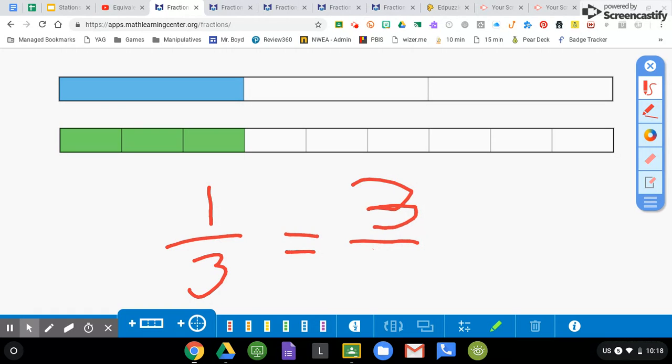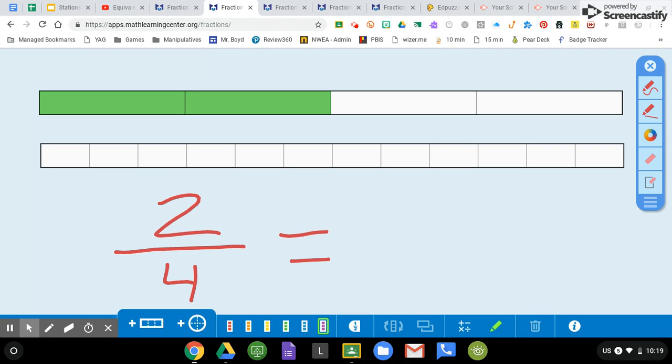Well, my denominator is the total number of pieces. So I already have 3 shaded, and then you add 4, 5, 6, 7, 8, 9 total pieces altogether on my bottom fraction. So, what fraction then is going to be equal to 1/3? Well, since I have 9 total pieces, that means my denominator is 9. Therefore, 1/3 equals 3/9. Hope you're keeping up with me.